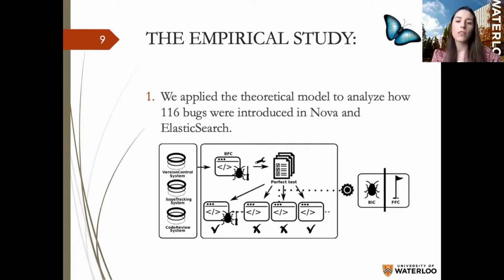To evaluate our proposed model, we operationalize it and apply it to 2 open source projects to identify the origin of 116 bugs. We use information available in the version control system, the issue tracking system, and the code review system. First, we identify the bug fixing commit, and then with all the information available, we mentally build the perfect test. We analyze the previous versions of the software with the perfect test in mind to identify if the version will pass the test or not. Then, depending on the context, we identify whether that version introduced a bug in the software at the time of being written or not.